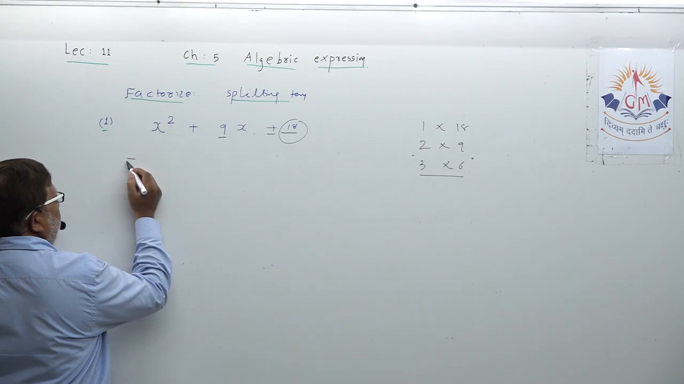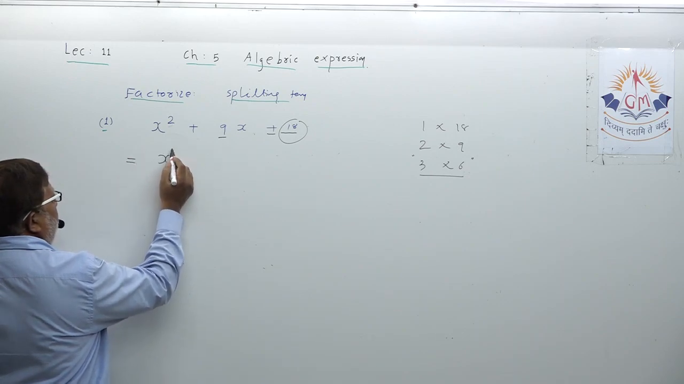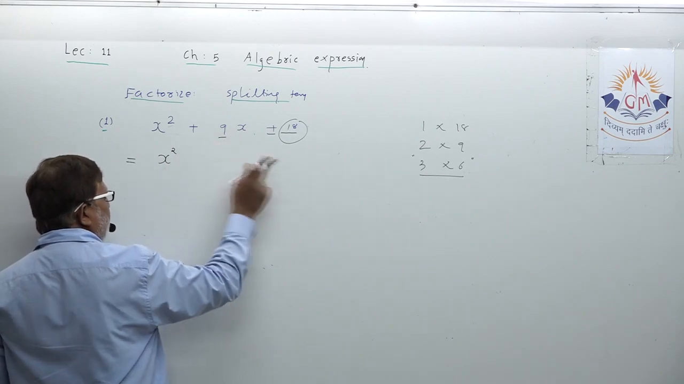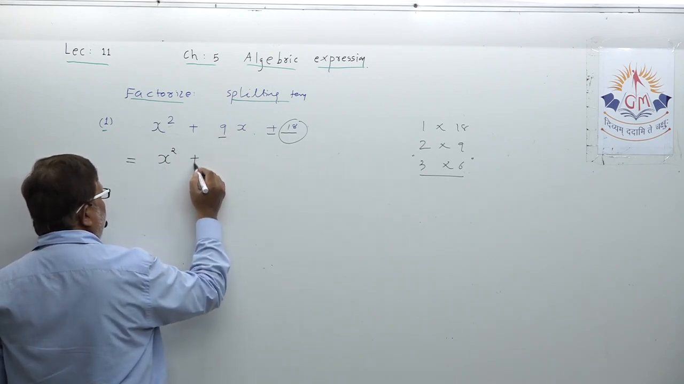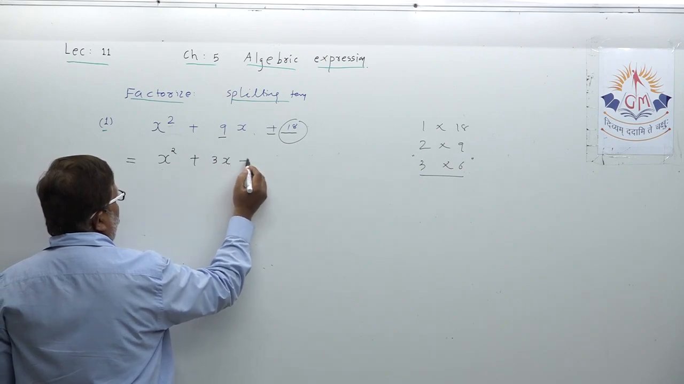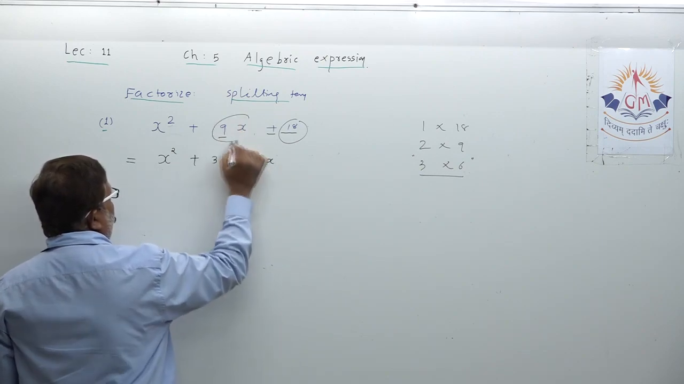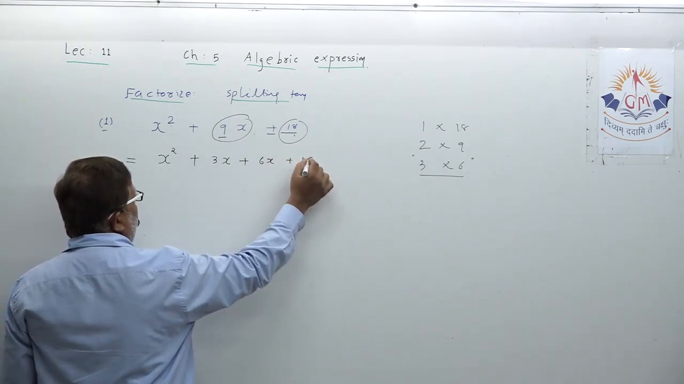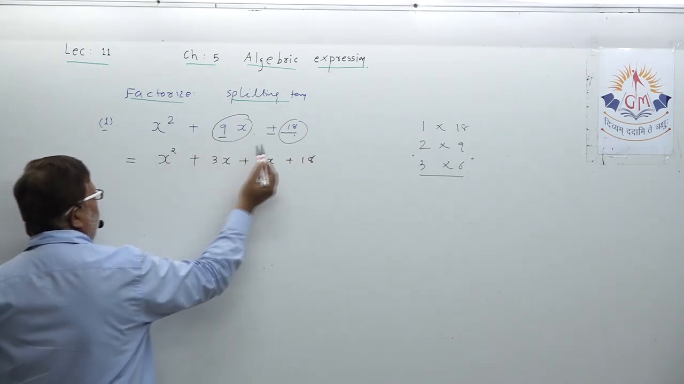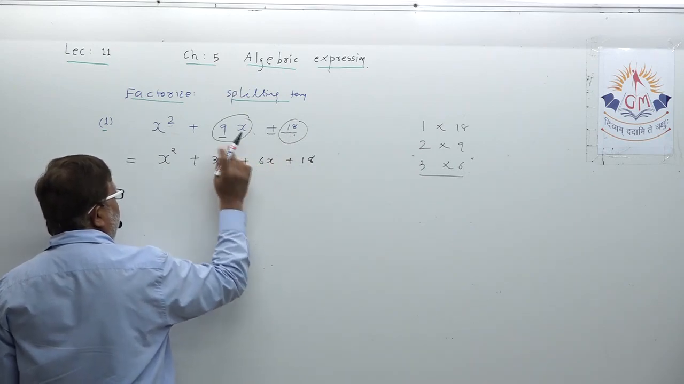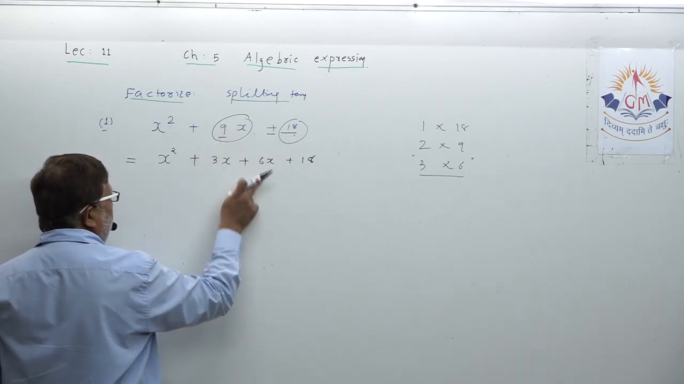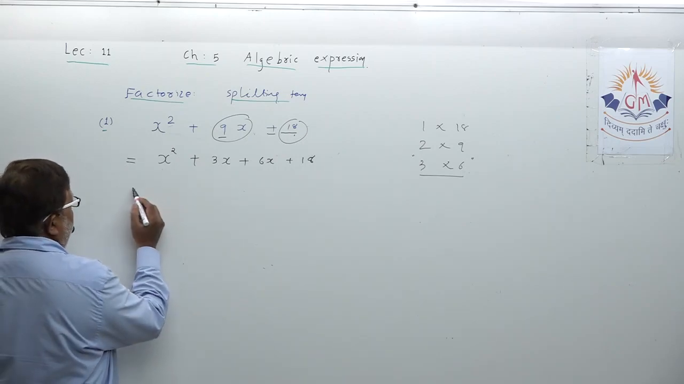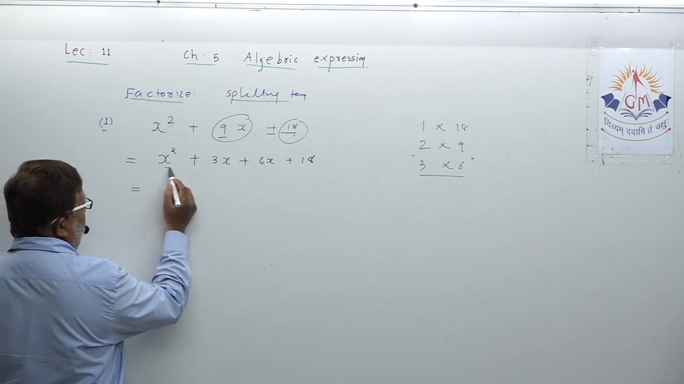Let me list them out. x square, instead of 9x, we will write those factor, plus 3x plus 6x. See, I have splitted this with this factor, plus 18. First term as it is, last term as it is, but this term is splitted as 3x and 6x when we found the factor. Now compound factorization.